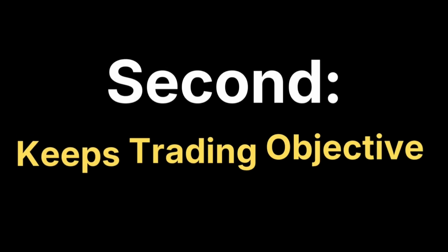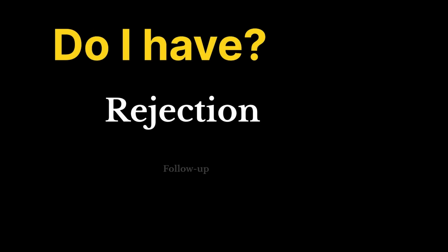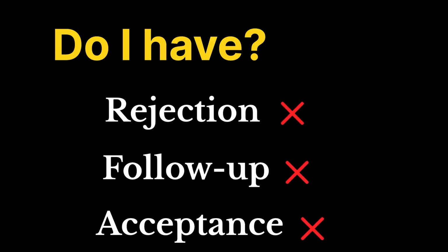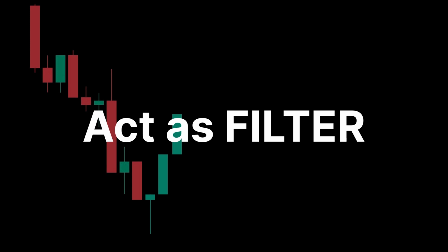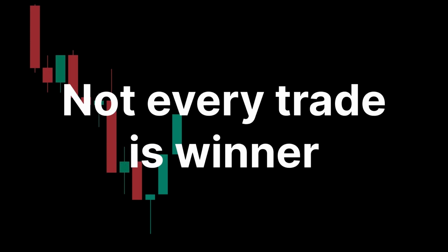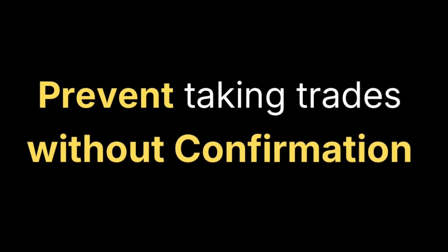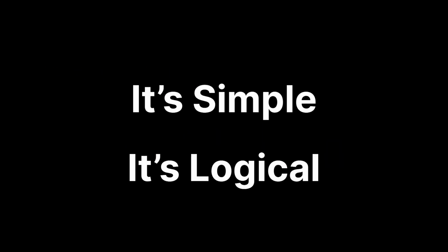The second reason is, it keeps your trading objective. Instead of guessing, will the market go up or down, you simply ask, do I have rejection, follow-up, or acceptance? If the answer is yes, you can consider the trade. If not, you have to wait. And finally, it helps you avoid low quality setups. The RFA setup acts like a filter. It doesn't guarantee that every trade will be a winner, but it can stop you from taking many trades that never had a strong confirmation in the first place. That's why I like this framework. It is simple, it is logical, and most importantly, it teaches you to react to what the market is actually doing and not what you hope it will do.